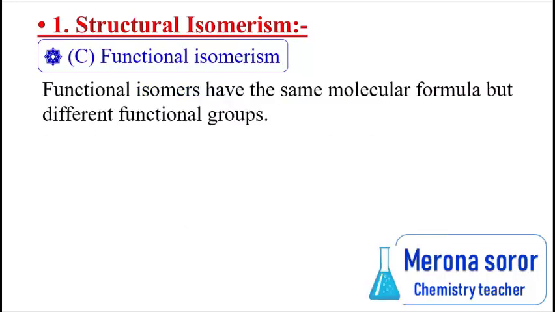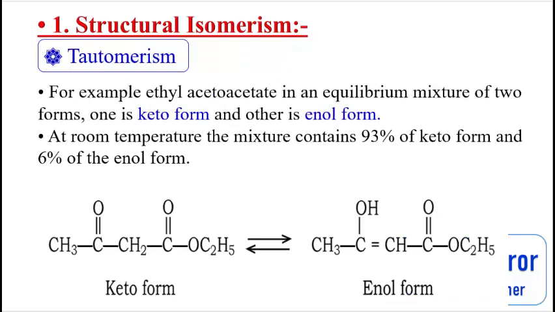Functional isomerism. Functional isomers have the same molecular formula but different functional groups. For example, ethyl acetoacetate is an equilibrium mixture of 2 forms. One is the keto form and the other is the enol form. At room temperature, the mixture contains 93% of the keto form and 7% of the enol form. In front of you, the 2 isomers, keto form and enol form.